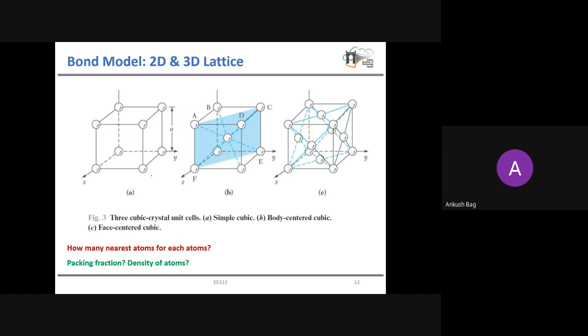And if I remember correctly, you know that there is a material called polonium in your periodic table. Polonium is the only material in your periodic table which has this crystal structure.